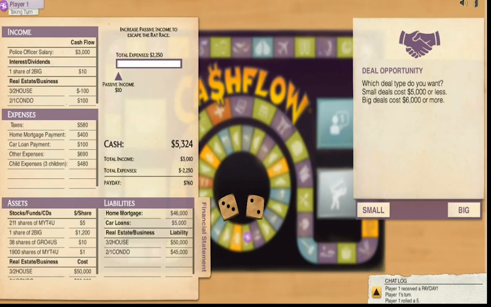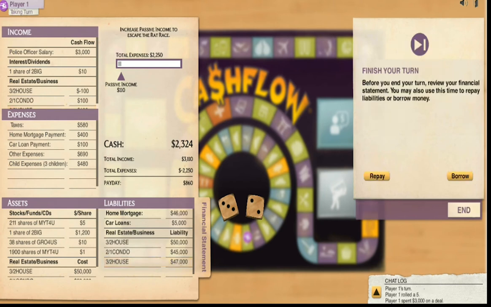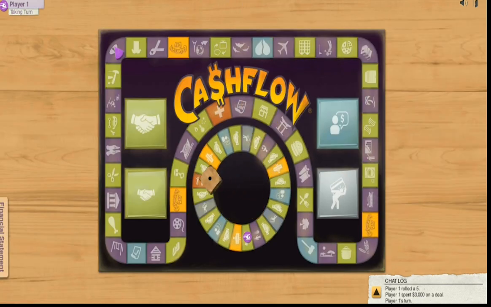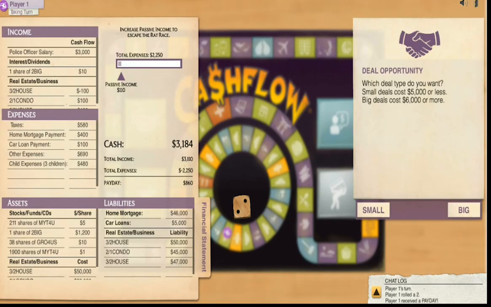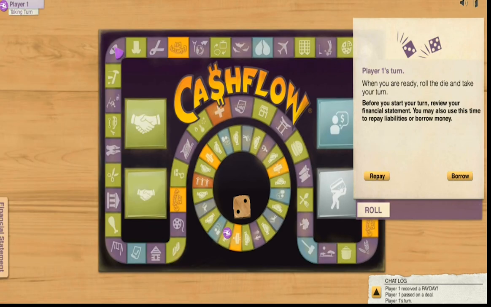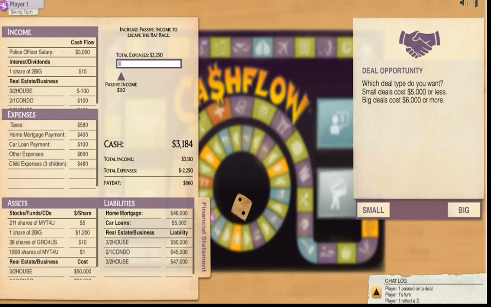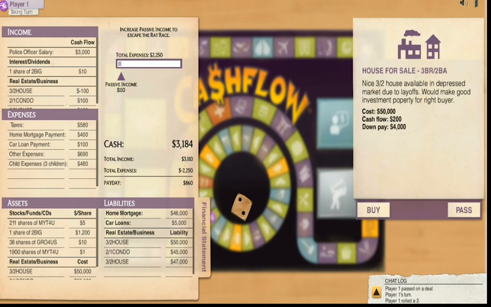We can choose small deal still. Down payment 3,000 and the cash flow is 100. It's very good if I buy it. Down payment 5, and I don't even have enough money, so I will pass. Down payment 4, and I have 3.